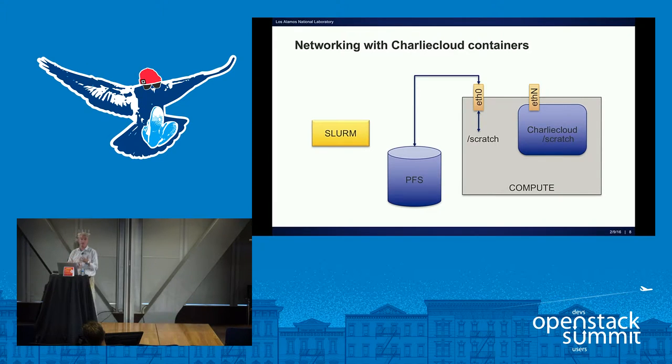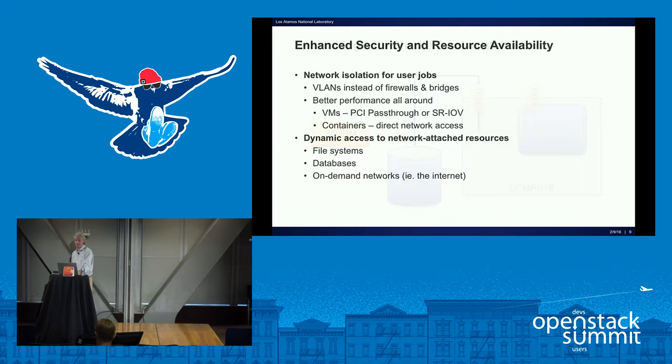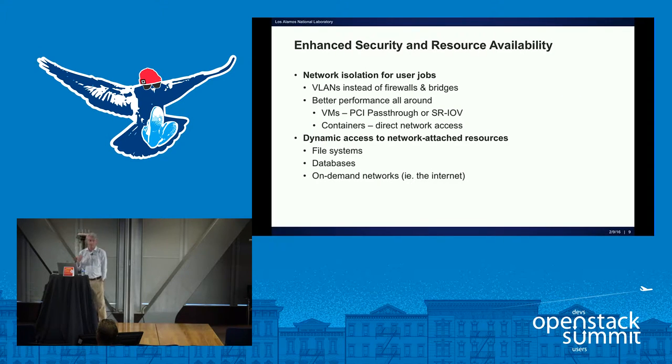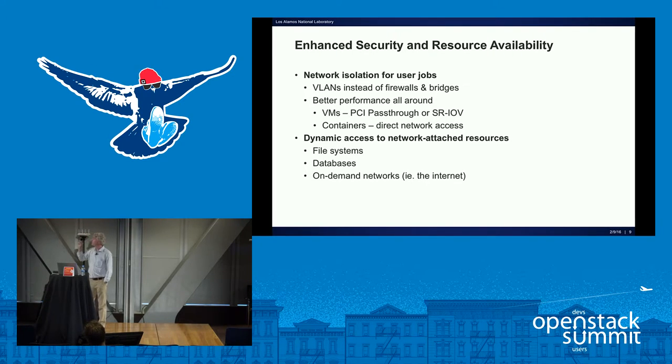A lot cleaner. We don't have taps. We don't have bridges. We don't have the overhead that introduces. We don't have complex firewall setups. But they have unfettered access to everything right now over this dedicated Ethernet. So what we're looking for is enhanced security and resource availability in this mode of operation. We want network isolation for the user jobs. We want Charlie Cloud to have hardware-level access to the network for the job without putting a bunch of barriers in its place. So we want to isolate those jobs so that they can't do evil things to each other.